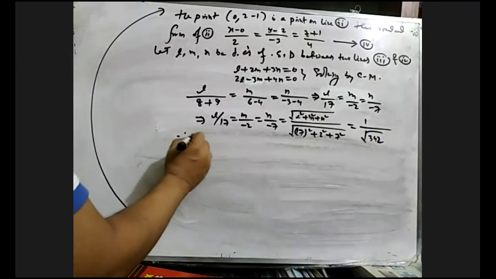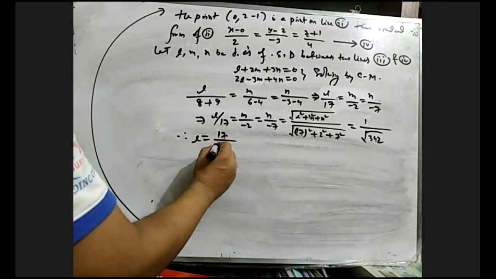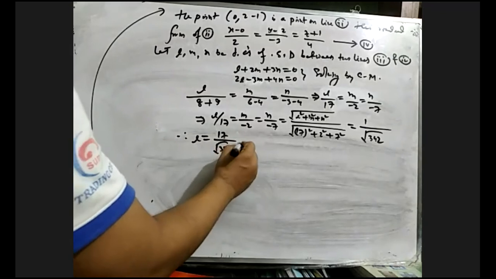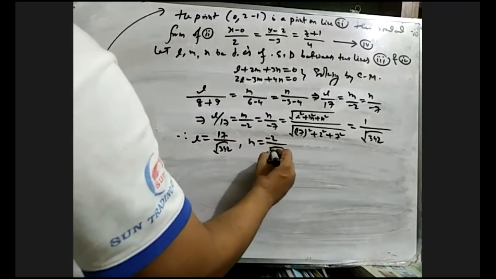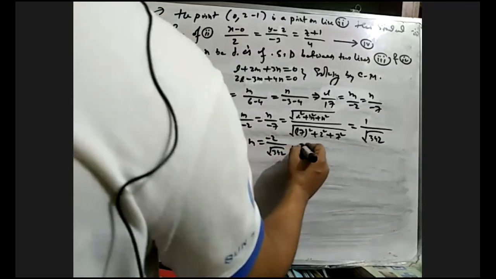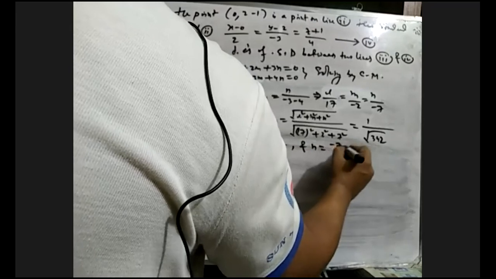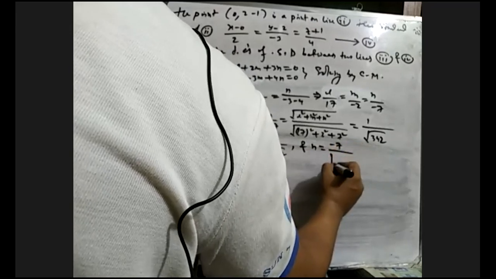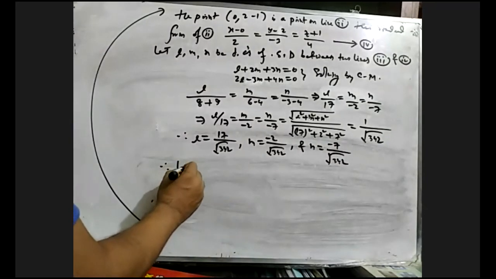So therefore, L equals 17 divided by root over 342. M equals minus 2 divided by root over 342. And N equals minus 7 divided by root over 342.